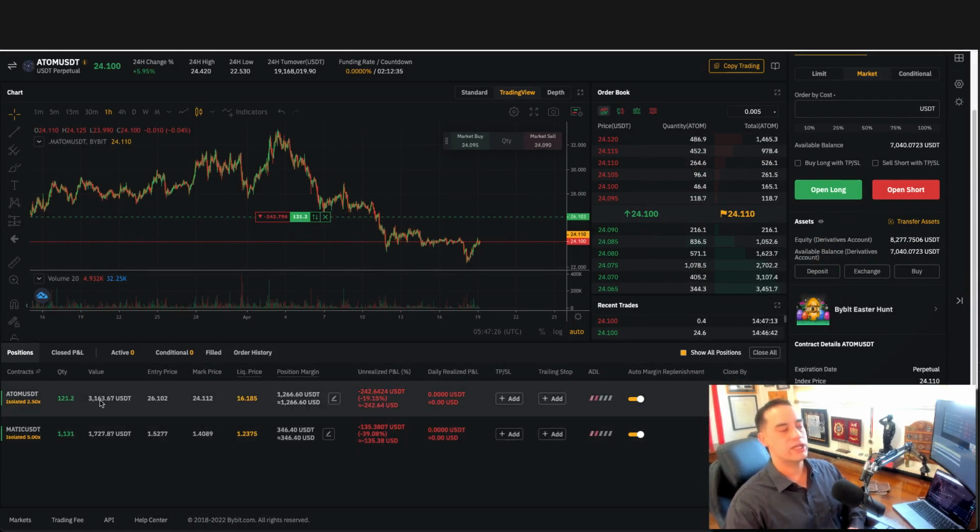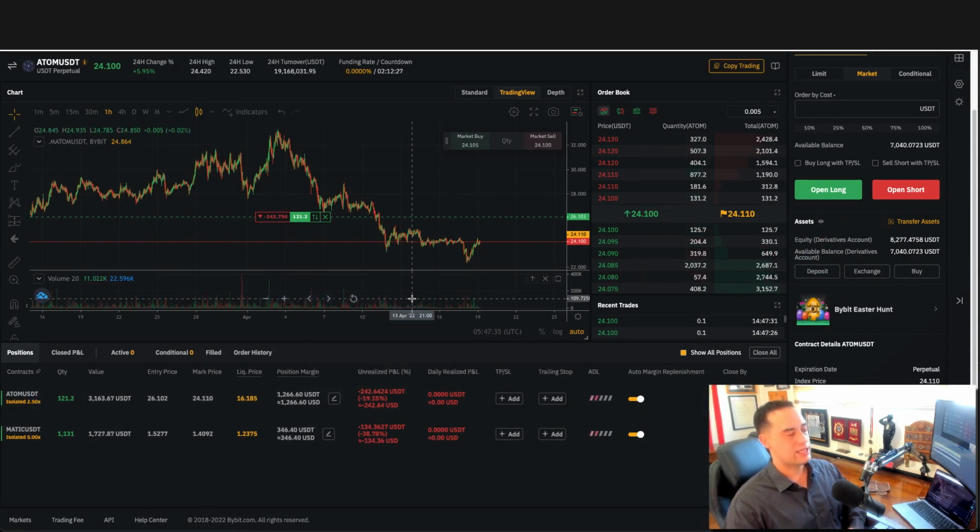So what we're going to do in this video is I'm going to money manage some of these trades. What I'm going to attempt to do here is move the entry price of these trades down. For example, you see this Atom trade here.